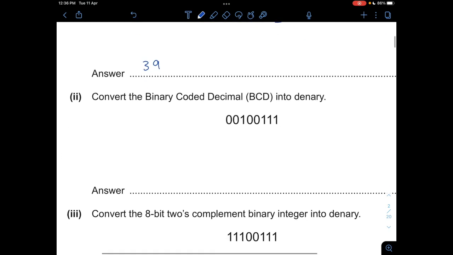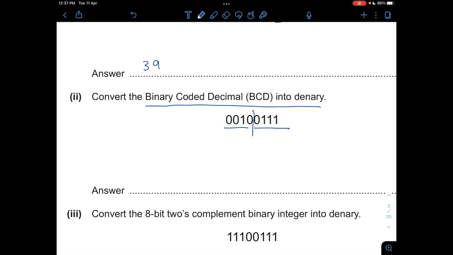Okay. The second one here is convert the binary coded decimal into denary. So binary coded decimal, essentially this means that out of the 8 digits that you see here, the left 4 digits are for 1 digit in the denary form, and then the right 4 digits are also for another digit in denary form. So in this case, we're going to split into half. So here we have the left 4 digits and right 4 digits.